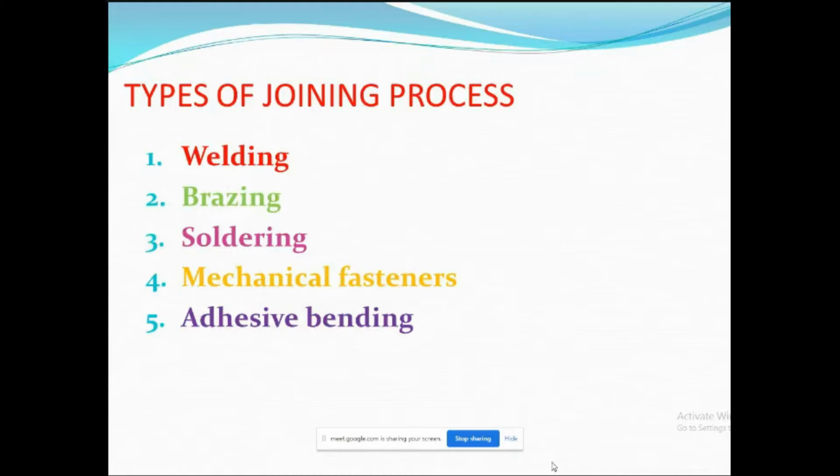Types of joining processes. Before starting welding, we have to study joining. What are the different types of joining methods deployed for making joints? First are welding, brazing, soldering, mechanical fasteners, and adhesive bondings. These are the 5 methods we generally use for joining purposes. Welding, brazing and soldering are the 3 techniques with which whatever joints we make are permanent joints.